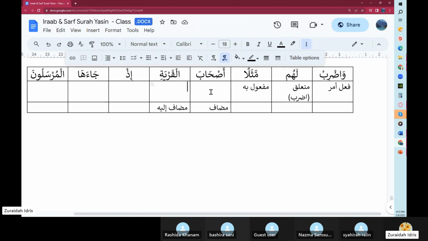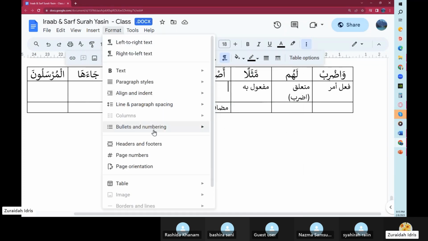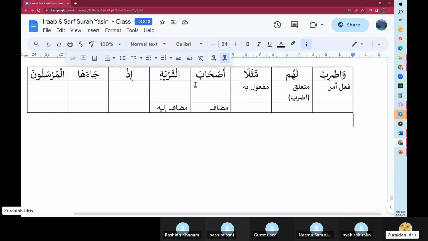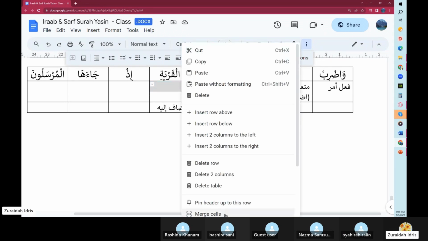But yes, you have the option of saying that this is... I really wish I can merge this. Does anybody know how I can merge this? Okay, but imagine this is merged. Right click. Highlight. Then right click. Oh, okay. Merge cells.